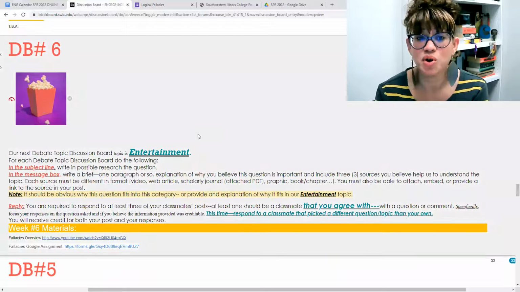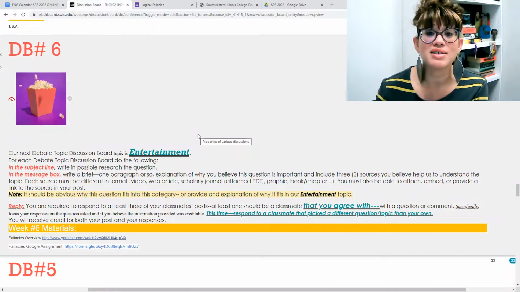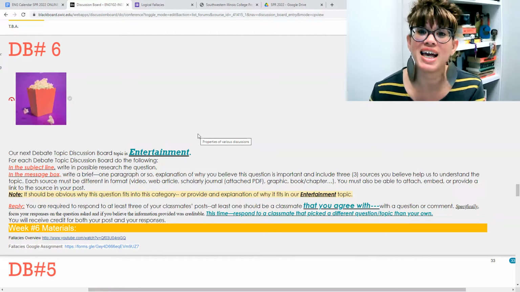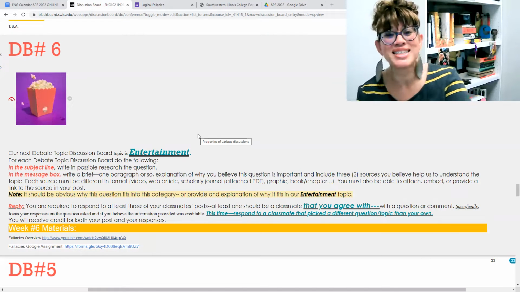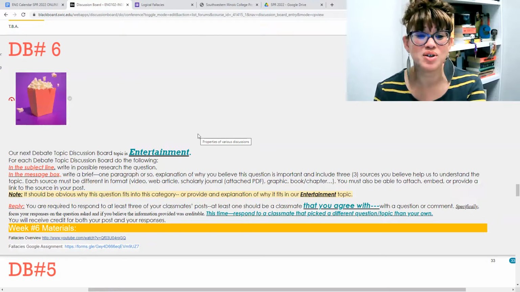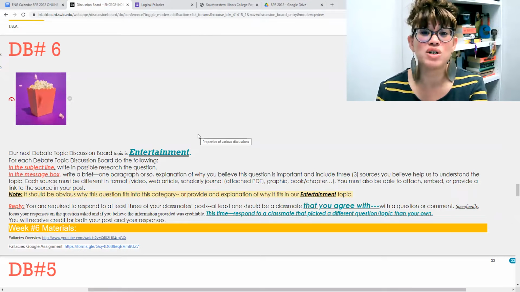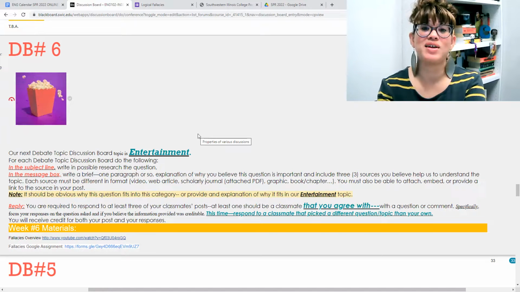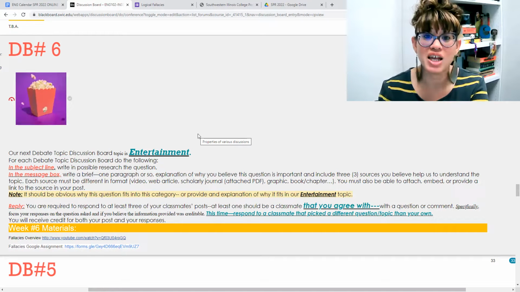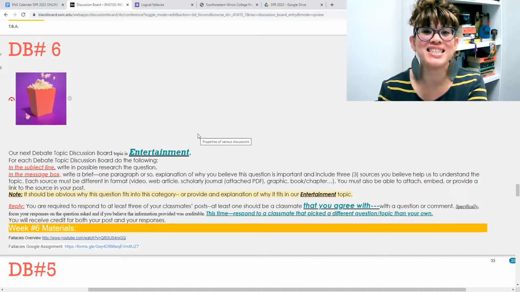Last thing is our discussion board for this week. So we're moving on to our second debate topic, which is going to be entertainment. You all did a really good job with last week's, so let's see how this one goes. For this one, you can choose any research question that falls within that entertainment topic, but it should be obvious that it falls into that entertainment topic. And if it's not, you should definitely explain.